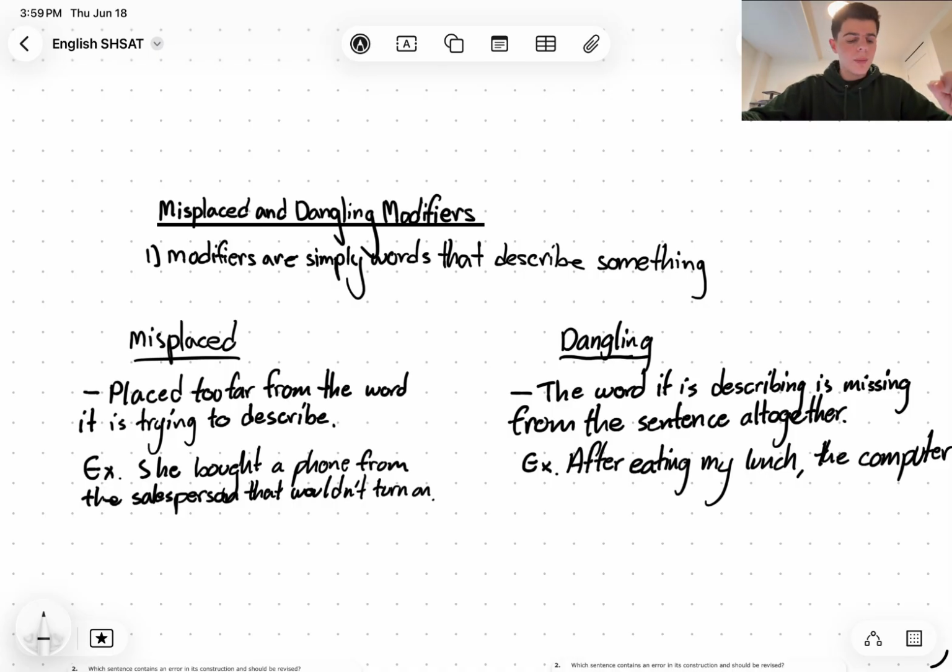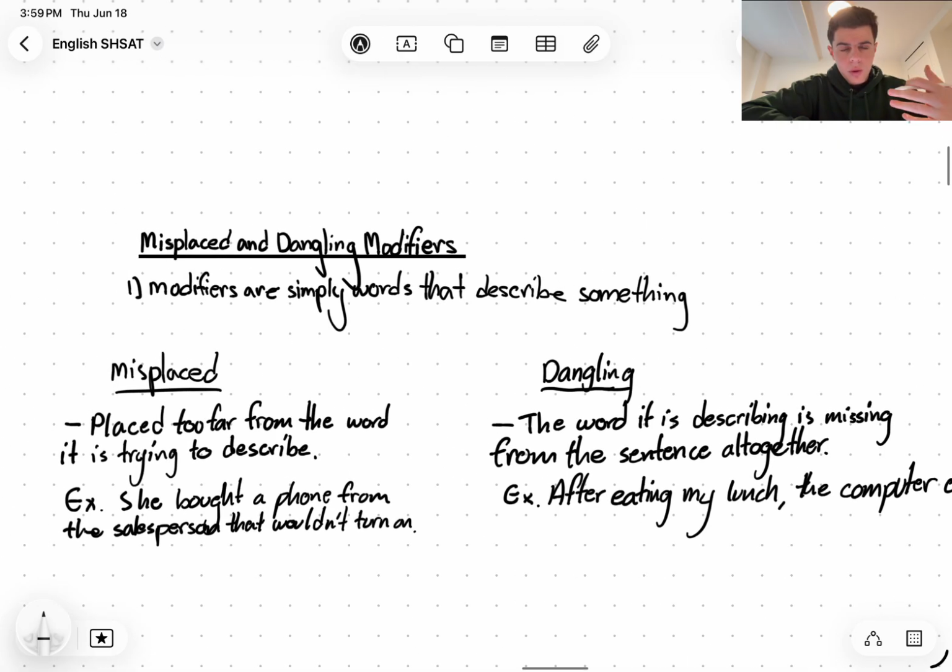But today's English topic is going to be misplaced and dangling modifiers. So before we get into how to fix these types of mistakes, we have to first talk about what a modifier is in the first place. So modifiers are simply words that describe something, right?